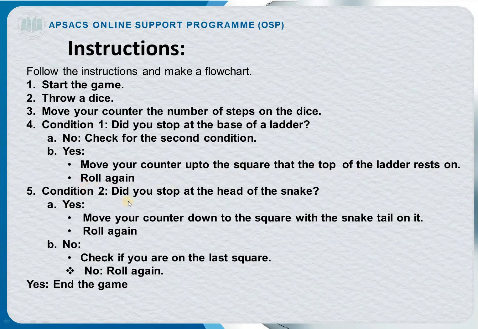And condition 2 is here. Did you stop at the head of the snake? If yes, move your counter down to the square with the snake tail on it and roll again. And if no, check if you are on the last square. No, roll again. Yes, the game ends. So these are the instructions we are going to follow in our flowchart.